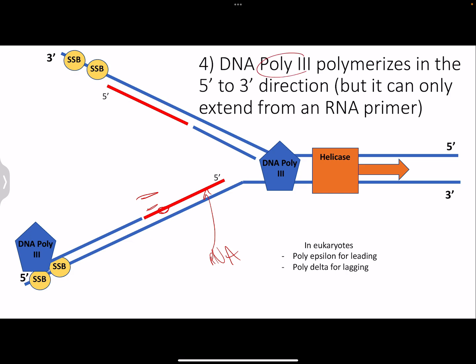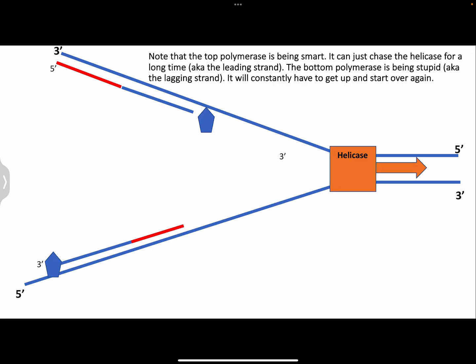So it's DNA polymerase 3 in bacteria. It's epsilon in eukaryotes, and so we have a leading strand and a lagging strand, which we'll get to. I always thought of Delta Airlines. You might have a jet lag, or that's how I remembered it.